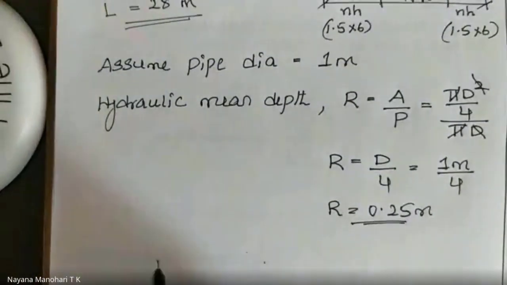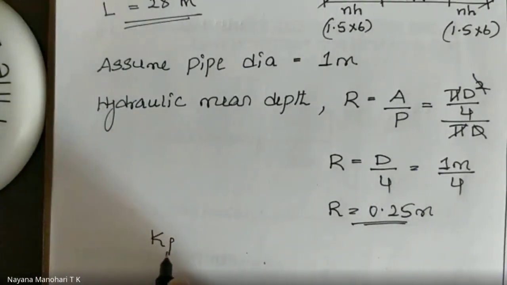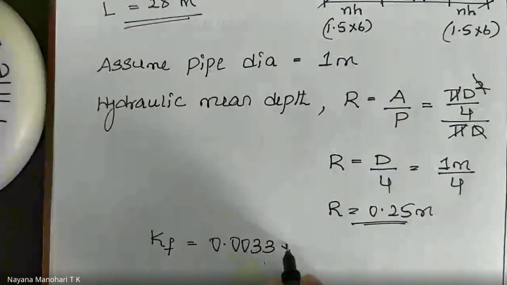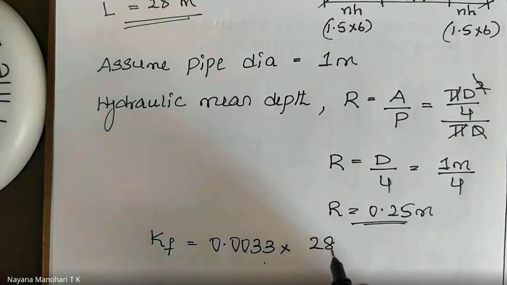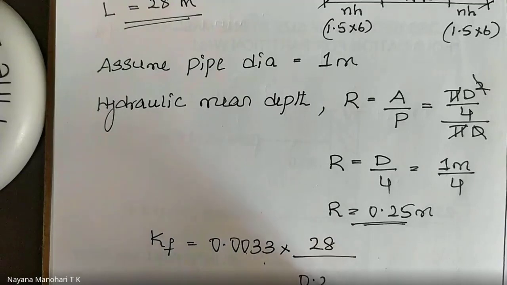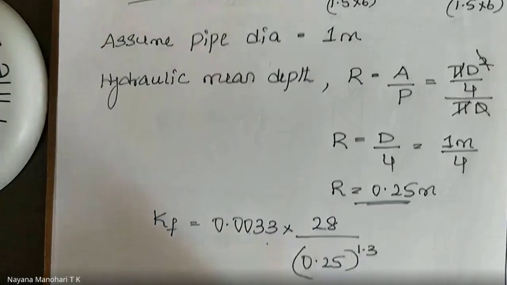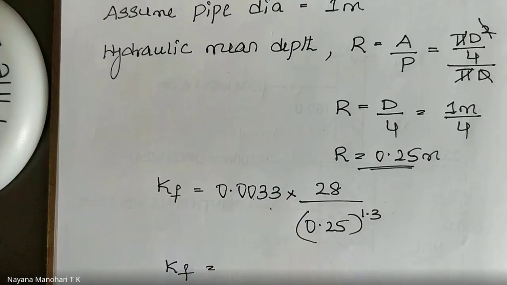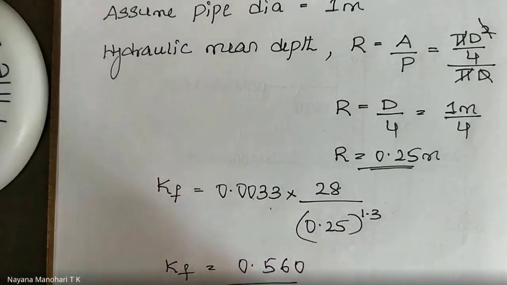Once you calculate R as well as L value, calculate this K_F value. Substitute it in that equation: K_F equals 0.0033 into L value, 28, divided by R value, 0.25, whole to the power of 1.3. Then calculate the K_F value. Check it out, you will get 0.560.